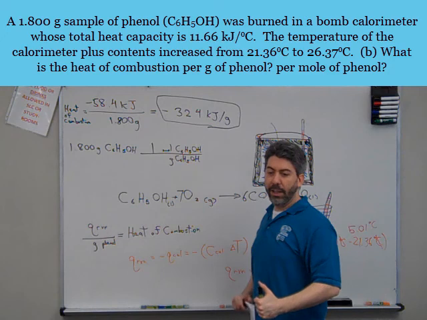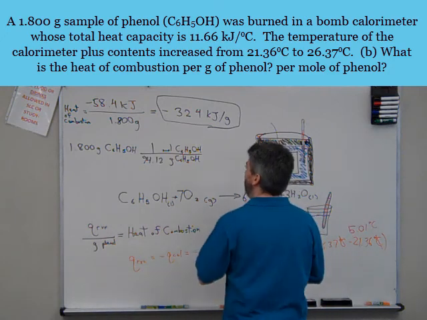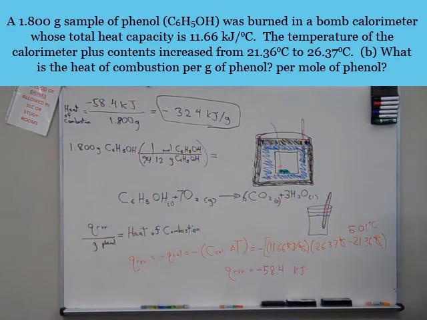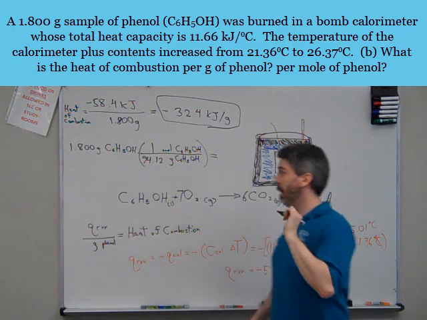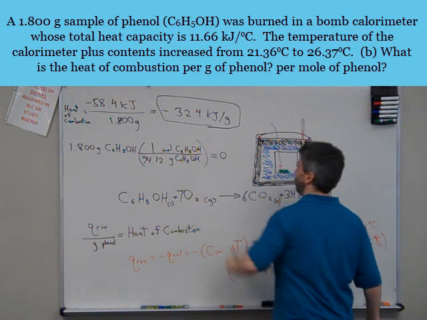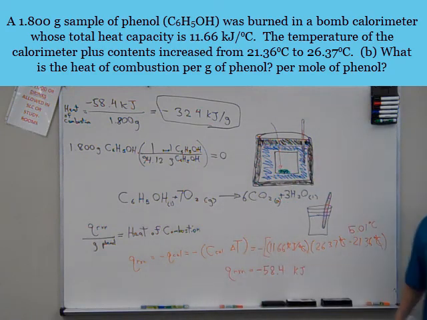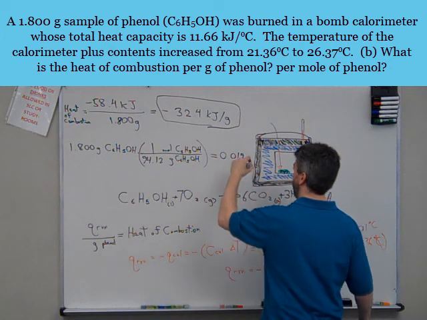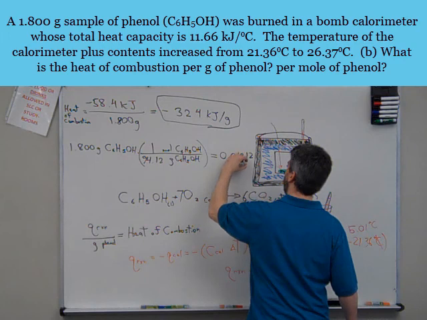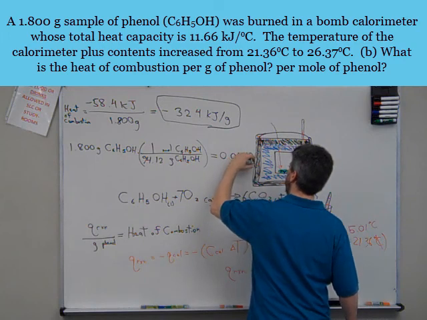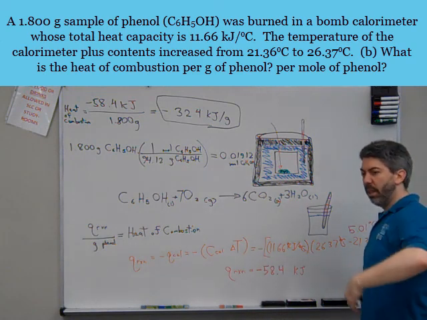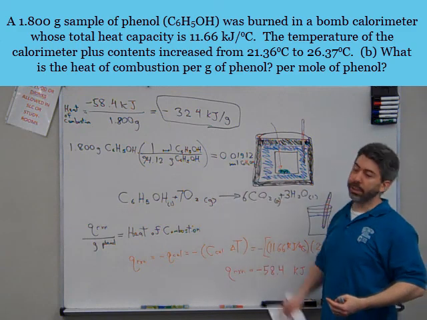Go ahead and calculate that, and I'll see if I can do it in my head. Alright, so now you just take 1.8 divided by 94.12, and you will get a fancy number that looks like this: 0.01912. That's moles of C6H5OH. Would we put that in scientific notation to get sig figs correct? No, that is the correct sig figs actually, that's 4.